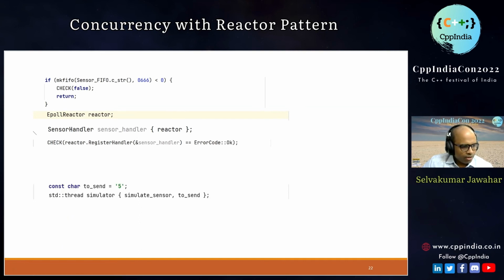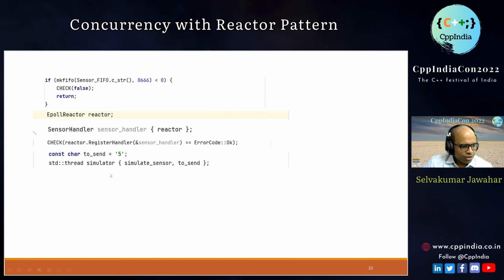Basically, I'm registering the handler with the reactor, and this is just to simulate a sensor. There is a simulator which just sends data over that pipe, the FIFO. So I start the simulator and then handle events. This handle events typically blocks, and it will be blocked until some event handler is registered with this. So it will be blocked.